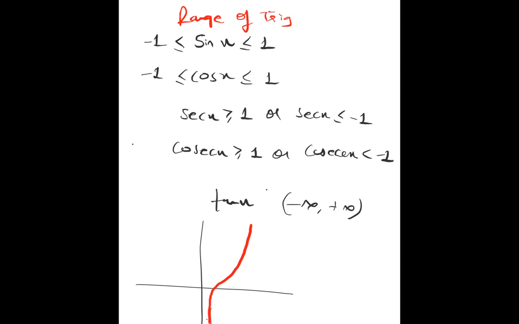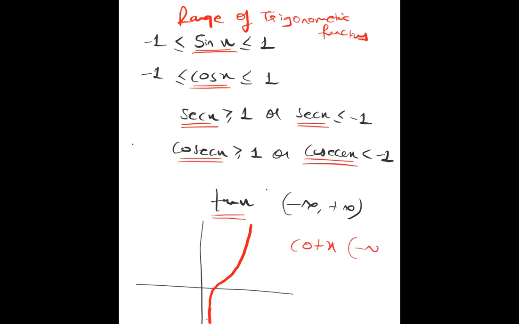The output values which are possible are called the range. It's very, very important. For sin x, cos x, sec x, cosecant x, tan x, and even cot x, these are all the ranges. For tan x and cot x, the range is minus infinity to plus infinity. Okay, please note it down. Note this also, please.